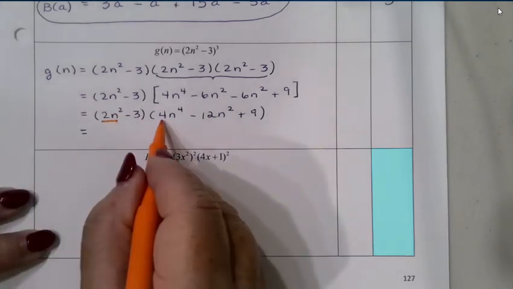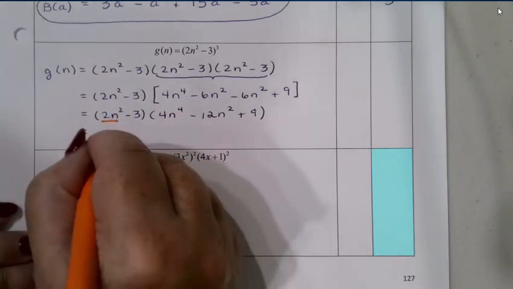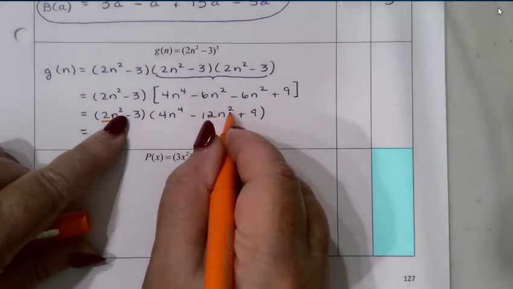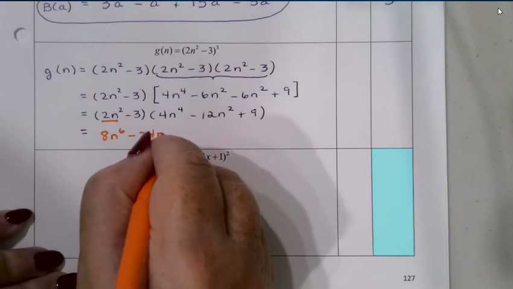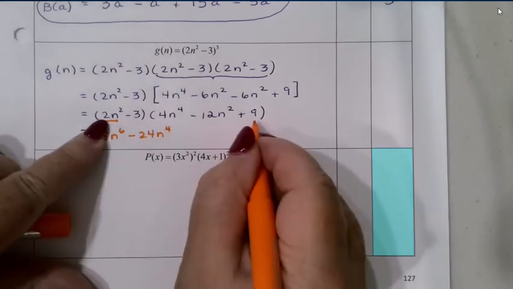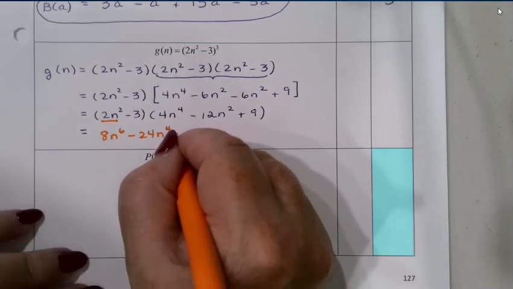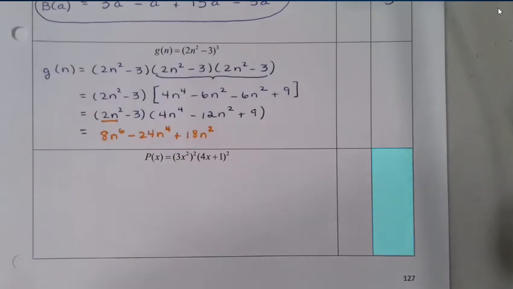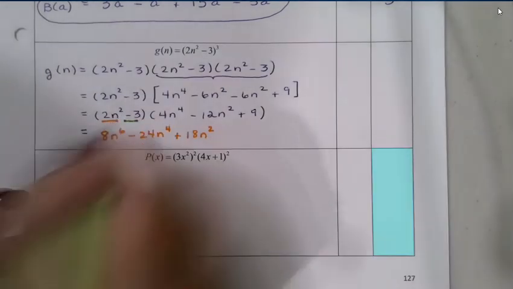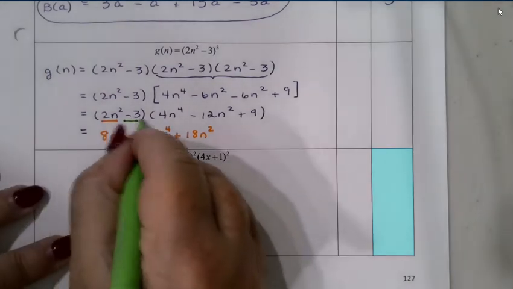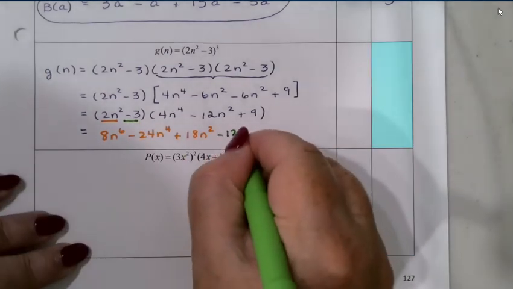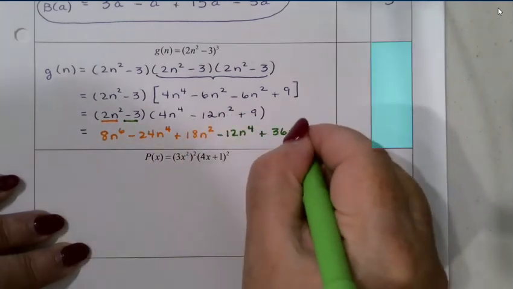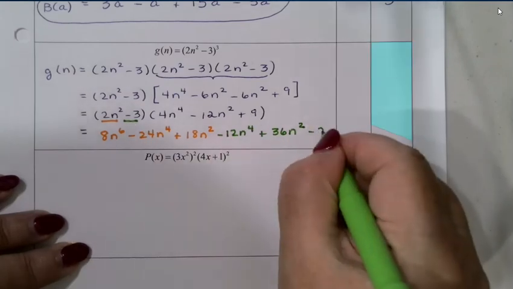I would get 8n to the 6th, negative 24n to the 4th, and then a plus 18n squared. Next, I'm going to distribute the negative 3. I'll get negative 12n to the 4th, positive 36n squared, and negative 27.